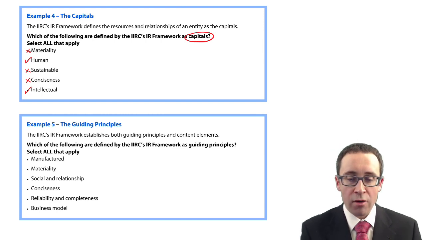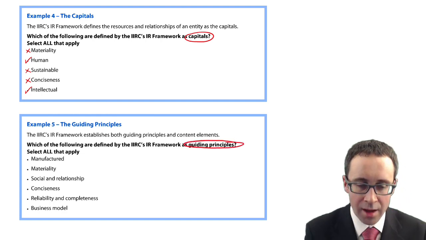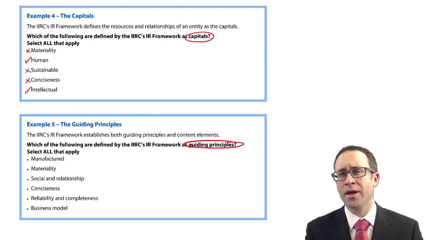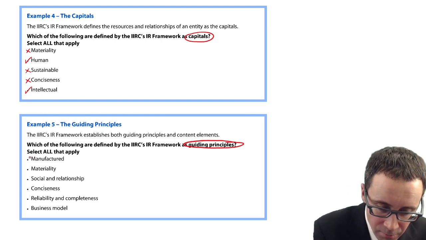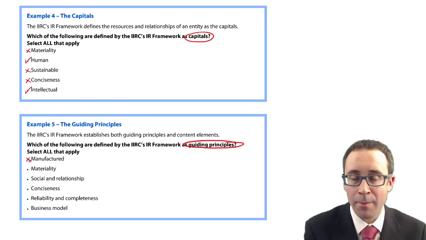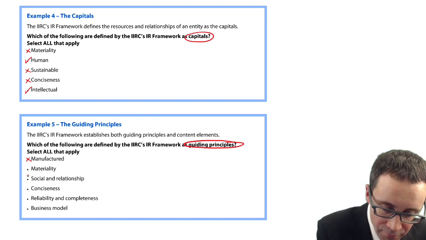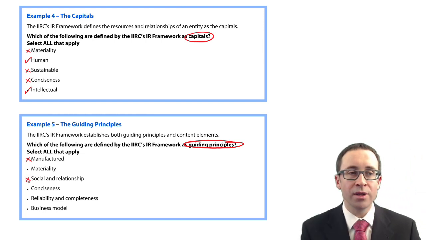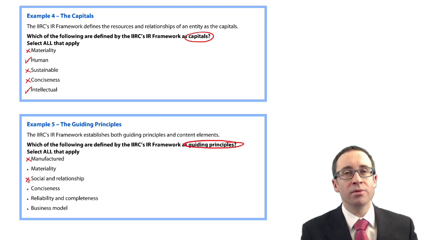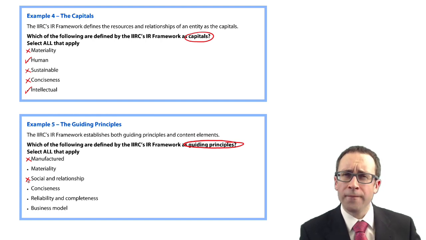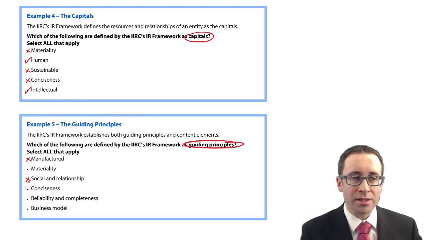Okay. If we go through and look at the guiding principles, boy, oh boy. It's probably easier to think, well, guiding principles are not capitals, so if I can spot any capitals, it won't be those, will it? Well, you've got manufactured. That's a capital, so it's not a guiding principle. Okay. Social and relationship is a capital. It's not a guiding principle, is it? Okay. So you're then left with 4. Materiality, conciseness, reliability and completeness, and your business model.